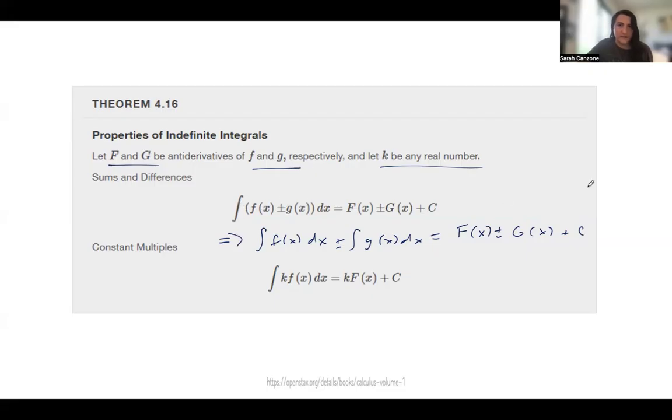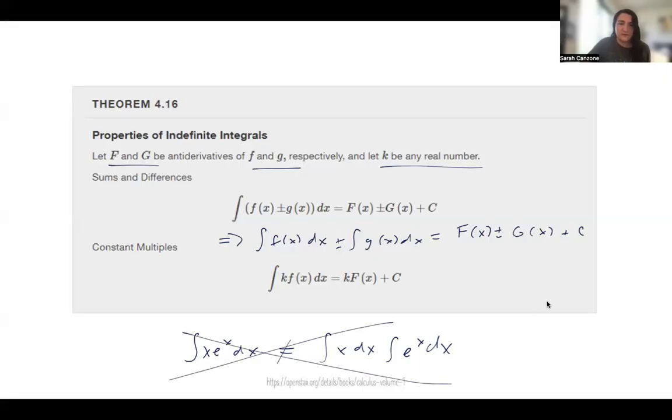You cannot break up an integral in terms of multiplication or division. So for example, if you have the integral of x e to the x dx from the last slide, you cannot say that this is the integral of x dx times the integral of e to the x dx. This is not valid. You'll find out in Calc 2, if you take it, how you would compute this, but this is not how you can compute this. So absolutely no way to compute that like that.